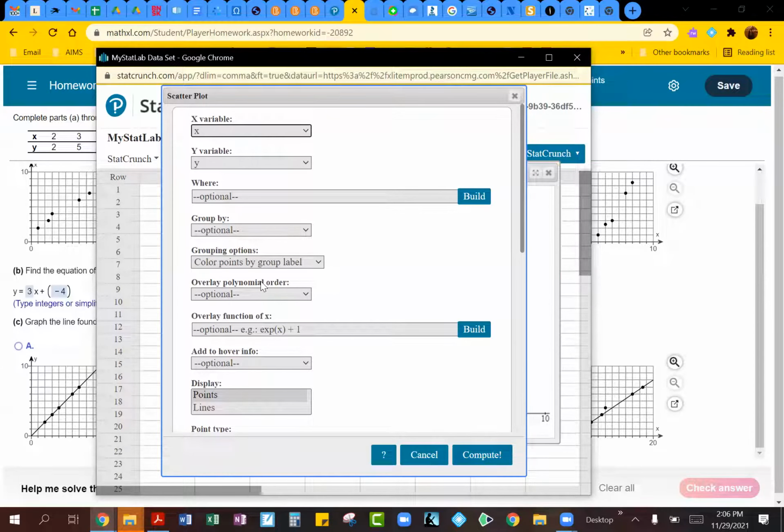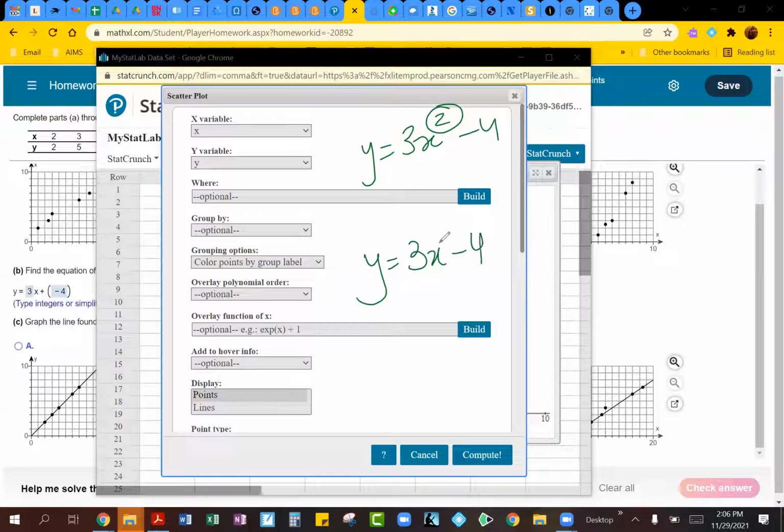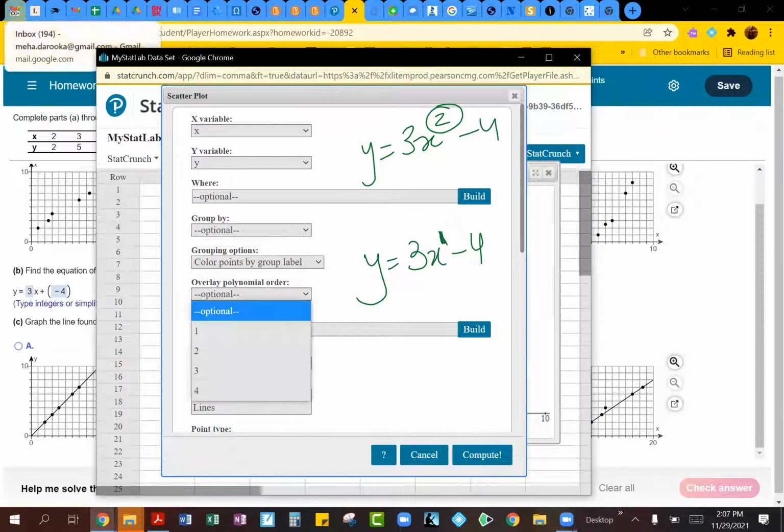So you will see this equation is in the form of y equals mx plus b. That means your x value has an exponent of 1. Because if you had the equation in the form of, I don't know, y equals 3x squared minus 4, your polynomial would be of the order 2. When it is y equals 3x minus 4, that means your polynomial is of order 1. So that's what you have to do in your little polynomial order here.